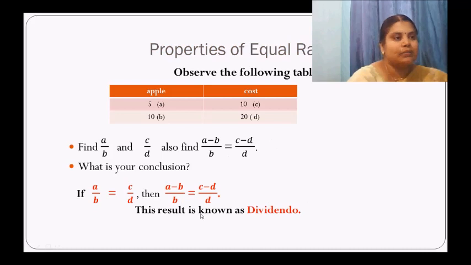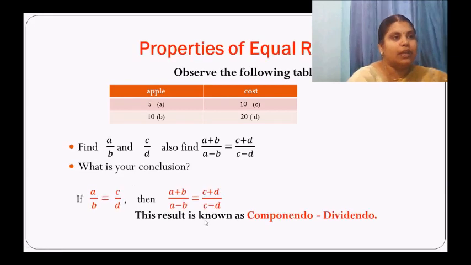The next property of equal ratio. Here we have to calculate A minus B by B and C minus D divided by D. Here we get the conclusion: if A by B is equal to C by D, then A minus B by B is equal to C minus D by D. This result is known as the dividendo law.